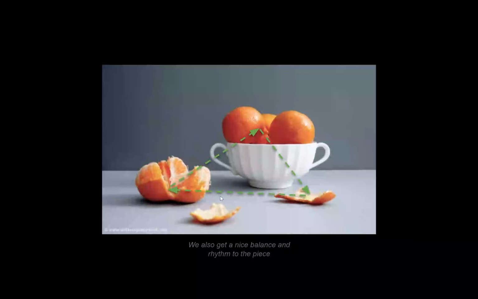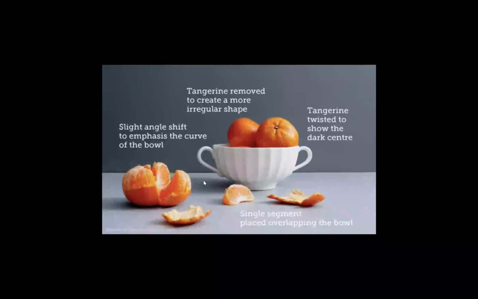We also have this relationship between them. We're counterbalancing what's going on over here with this little orange peel over here. So they're following that rule of good figure, or the law of good figure, to balance each other out. And then here are some other small tweaks they made.